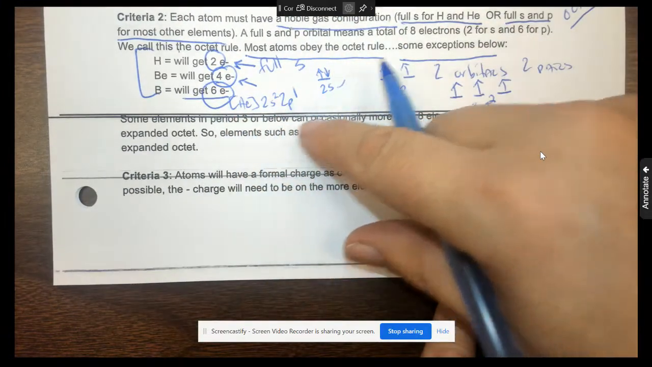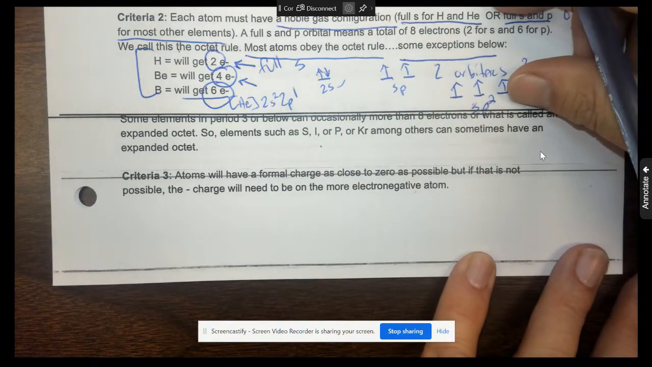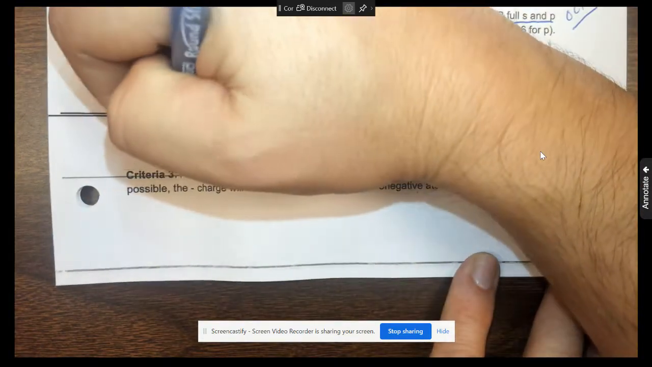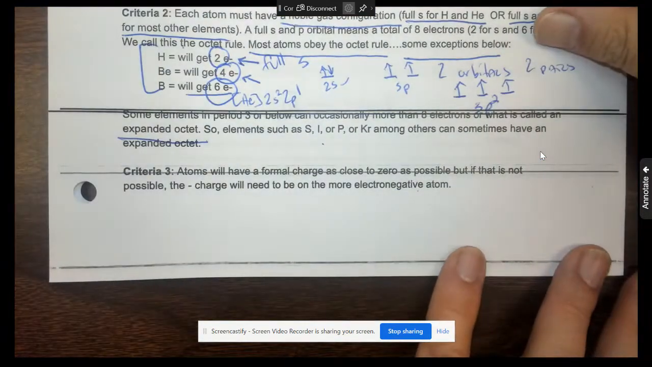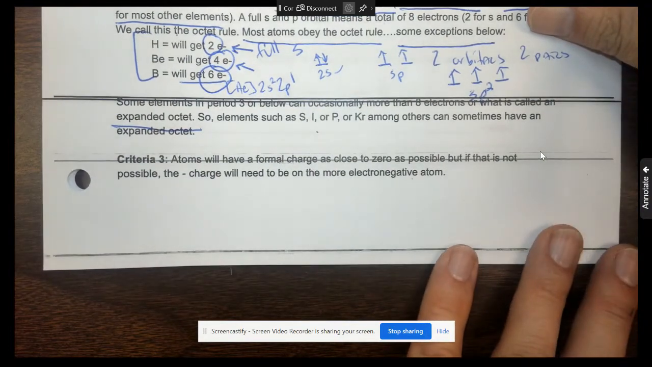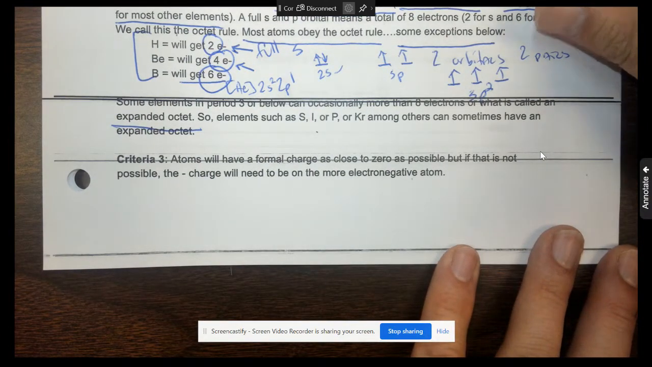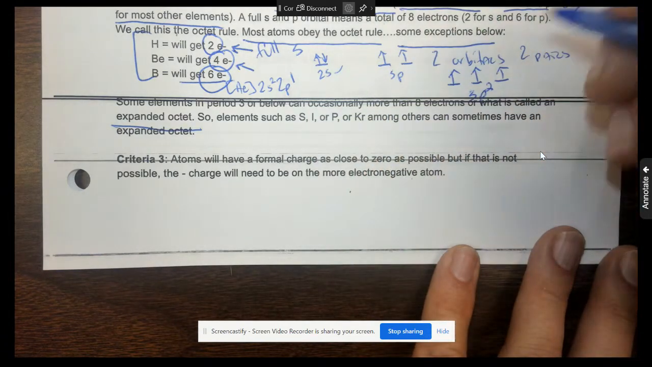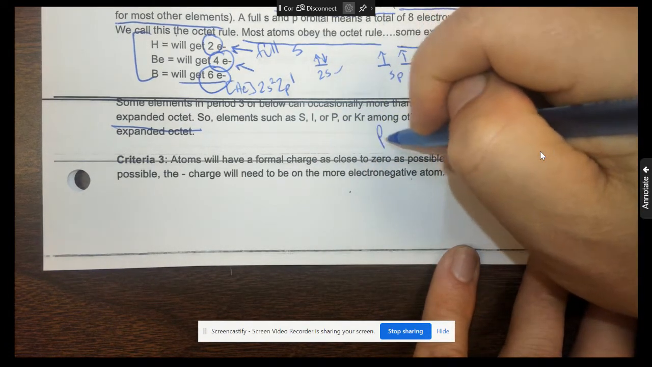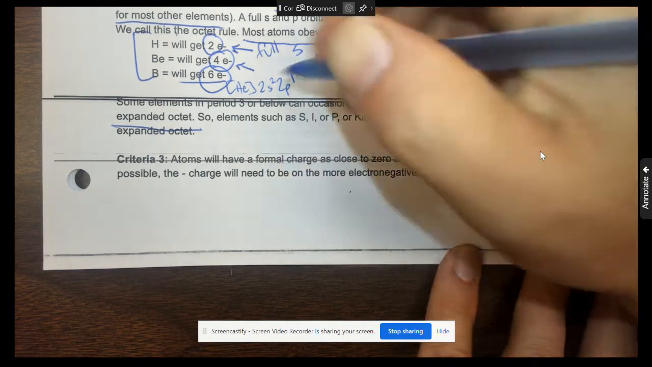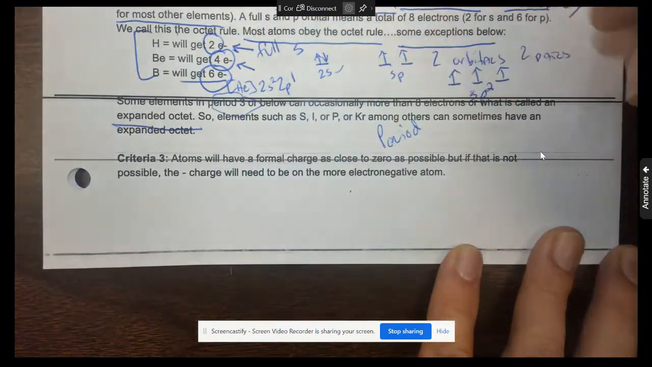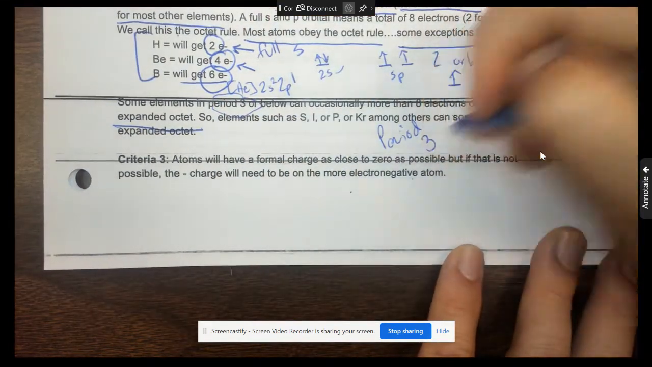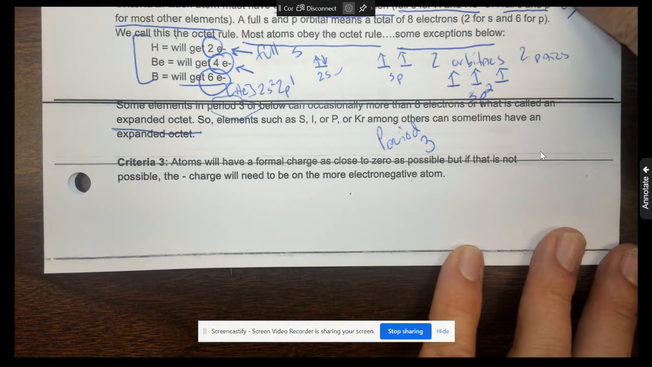Some elements in period 3 or below can sometimes exceed the octet rule, meaning they'll have more electrons around them. That is because they have access to the d orbital. So anybody in period 3 or below. And I mentioned that here. But remember, the first energy level with a d orbital is period 3.